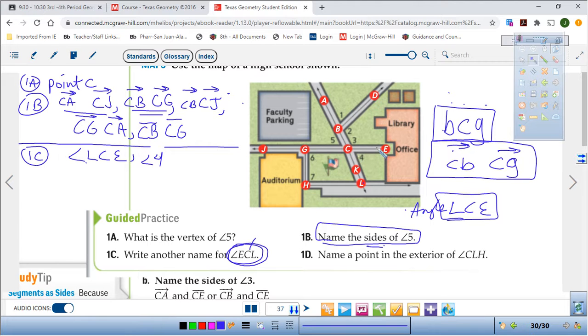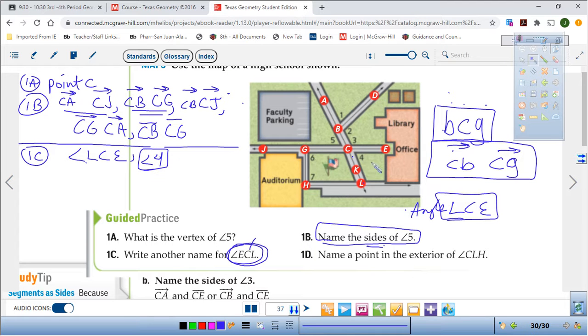Regarding that one, look at that one. Angle C is also here. So which angle C are you talking about, my brother? So you can't put angle C by itself. What I could put by itself is angle 4.